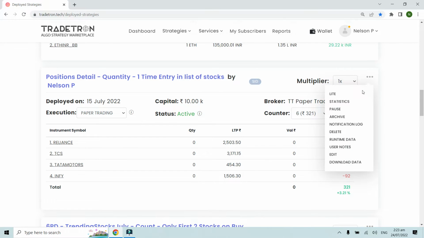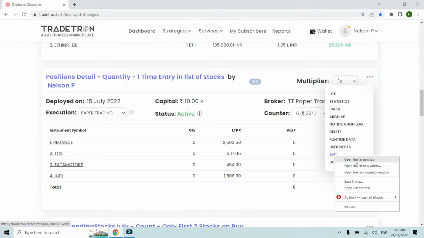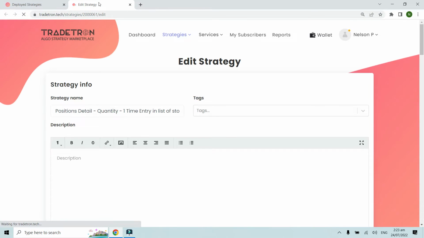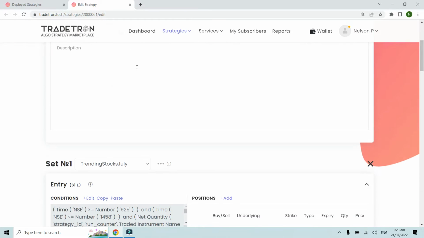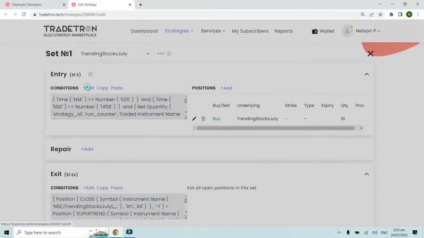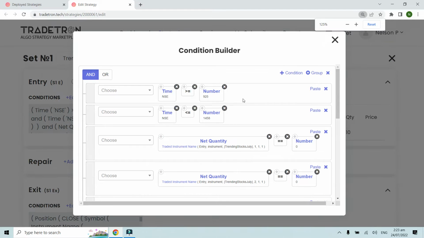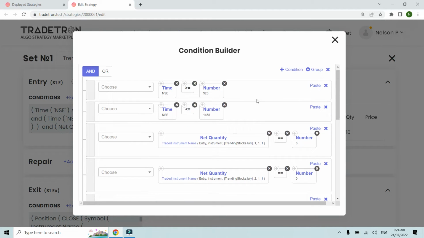Alright, so I will just go to the edit section of the strategy to see what strategy we have created, and based on that we will see the trades that it has taken. All right, so in set 1 we have put a simple condition that the trade time should be between 9:25 and 14:58, that is before 3 p.m.